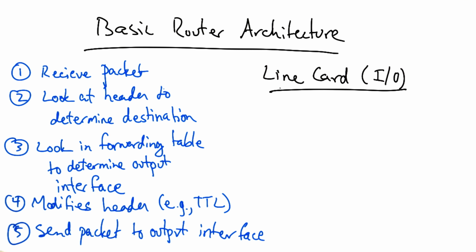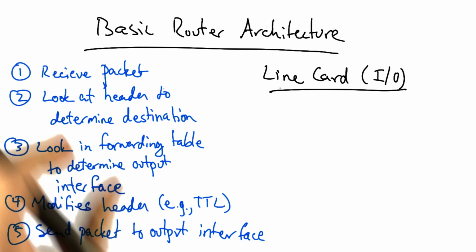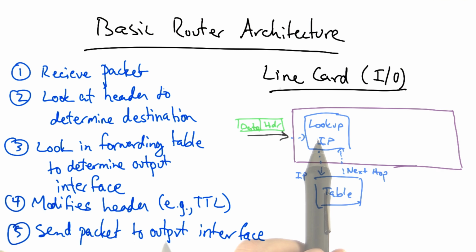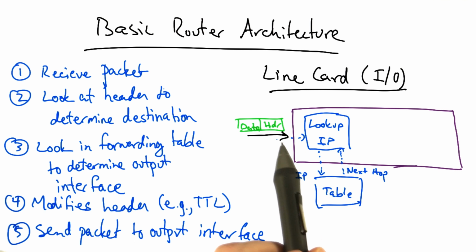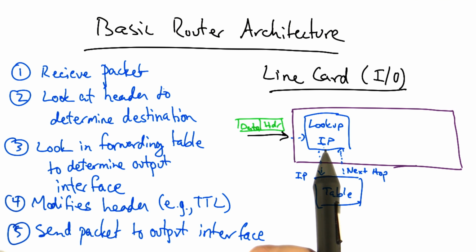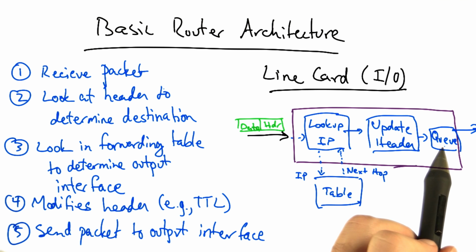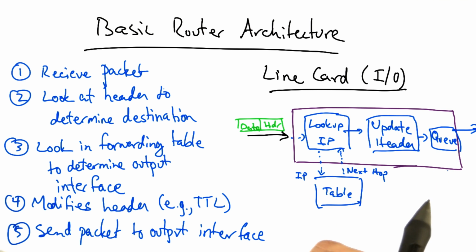The basic I/O component of a router architecture is the line card, which is the interface by which a router sends and receives data. When a packet arrives, the line card looks at the header to determine the destination, and then it looks in the forwarding table to determine the output interface. It then updates the packet header, and finally sends the packet to the appropriate output interface.